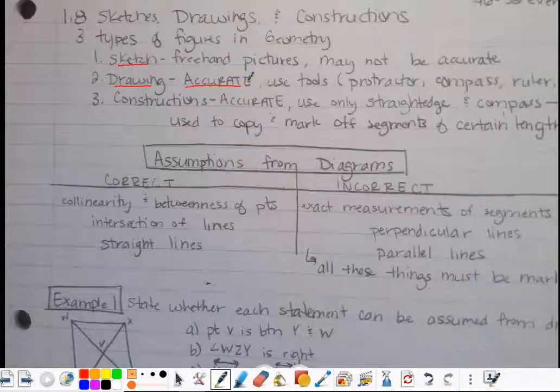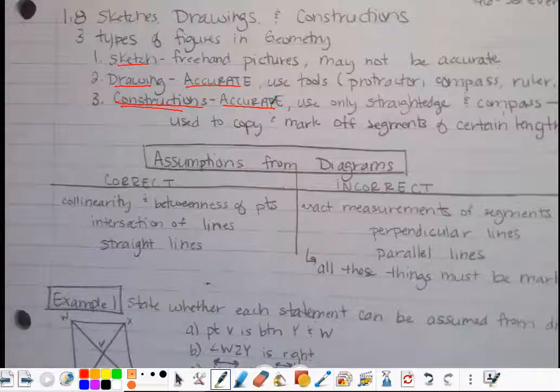So it might be when you all were drawing angles on the worksheets a couple days ago, last week. You were using a protractor to measure those angles and to draw those angles. So you were drawing. Today we're going to be working on constructions. Slightly different. They too are accurate, okay, and they use only a straight edge and a compass.